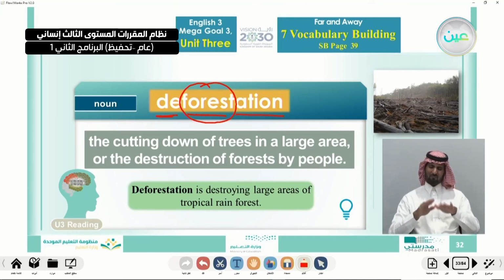Like if you say deforestation means الاحتطاب أو قتل تدمير الغابات. So that is called deforestation. Now look at the definition of this word: the cutting down of trees in large areas, or the destruction of forests by people. Some countries destroyed forests.